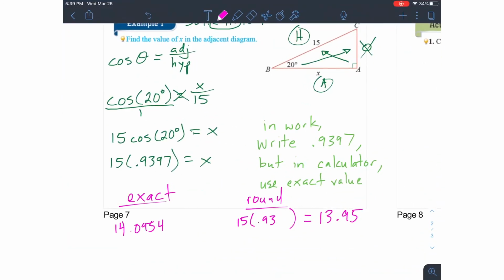Going back to your work, this thing that I said right here, yes, when you write it on the paper, it's okay if you round it.